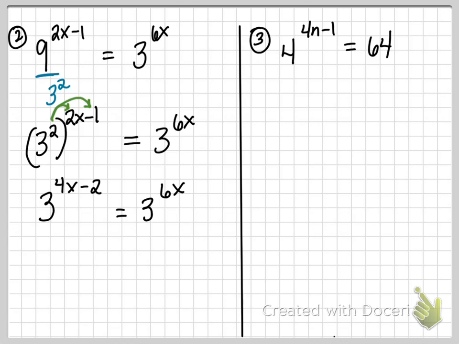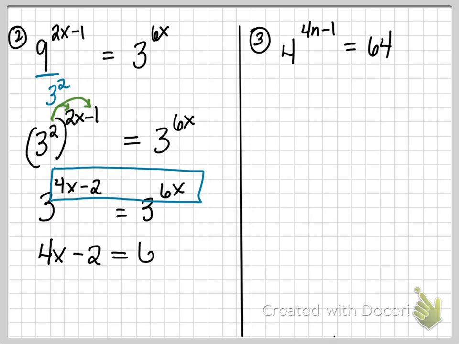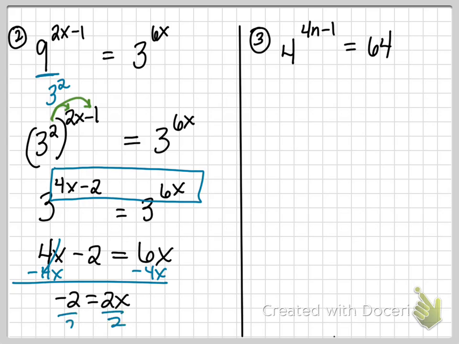Okay, from here, now our bases are the same. We can set our exponents equal to one another and solve. So now we'll just write our equation: 4x minus 2 equals 6x. And then we'll just solve using algebra. So subtract 4x from both sides. We get negative 2 equals 2x. Divide by 2. So x is equal to negative 1.